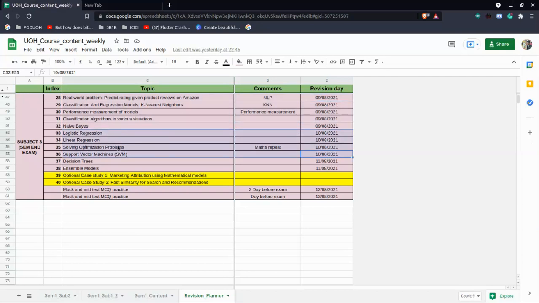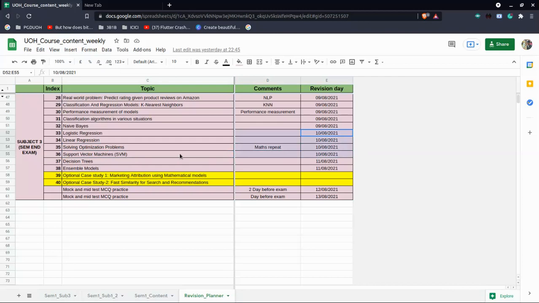Logistic regression, linear regression, and these optimization problems are nothing but maths repetition, all those derivations, first derivation, second derivation. So this will not take time. But then for support vector machine, we have so much: dual form and primal form, formulas based on that, and numericals, right?